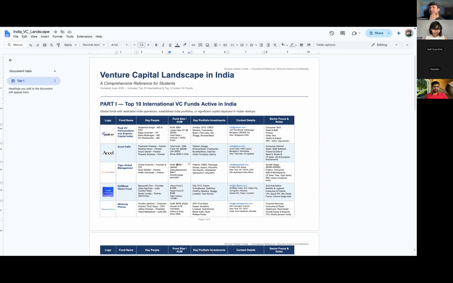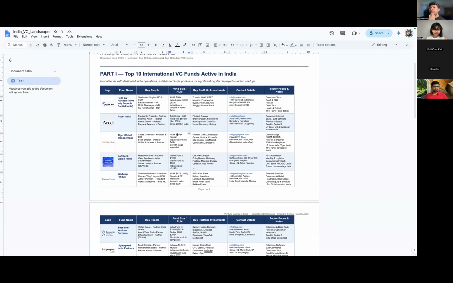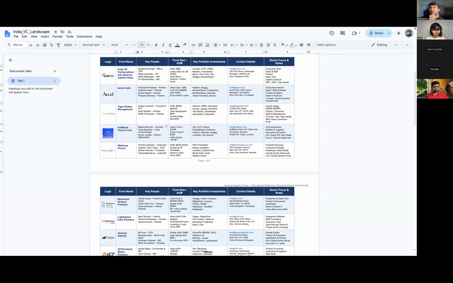And this is their AUM. At this point, we're just reading this table, so you can read it for yourself. Then you have SoftBank Vision Fund, Masayoshi Son, Japanese. Warburg Pincus, again a fund I'm not very well known with, but it also invests a lot in the financial sector. IDFC First is one of the few funds that are very actively looking for financial services players.